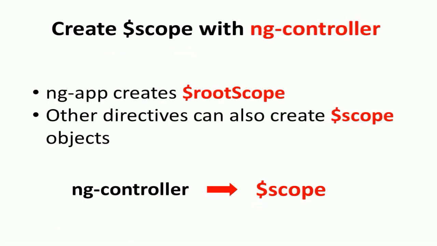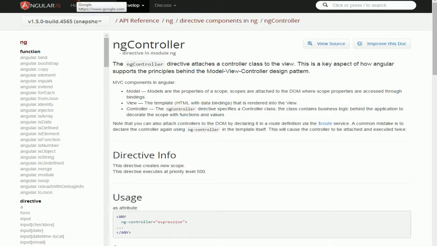There are a variety of directives that create scope. ng-app creates rootScope. There are other directives that can also create scope, and the first such directive we will look at is ng-controller. Here is the angular.org documentation page for the ng-controller directive. Under Directive Info, it states that this directive creates new scope.